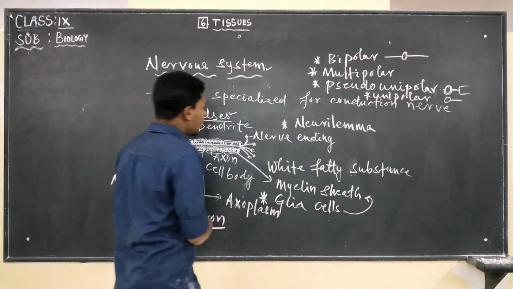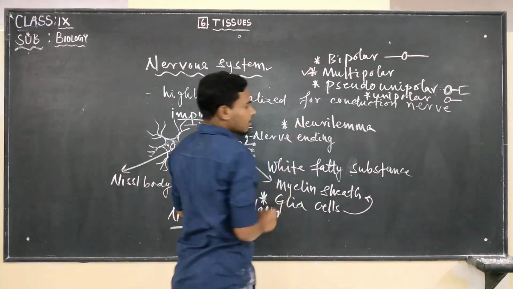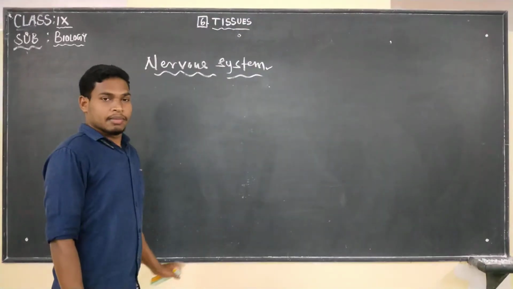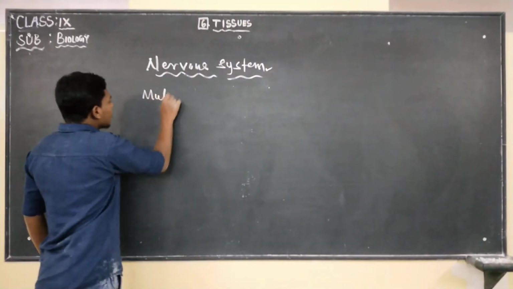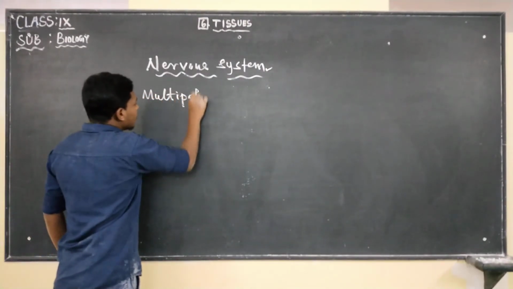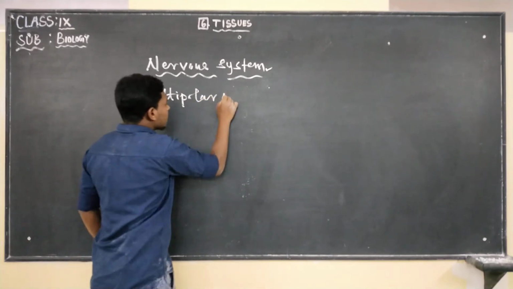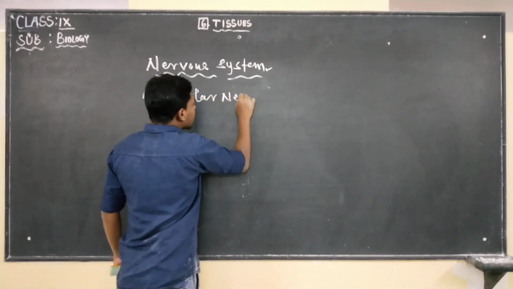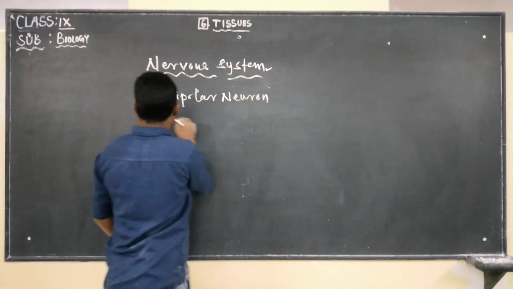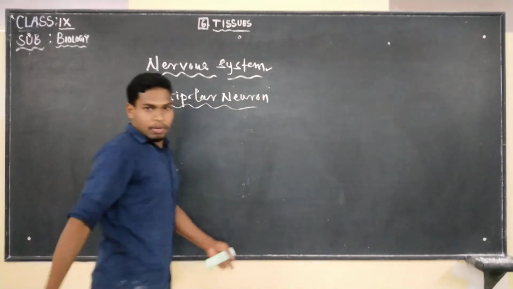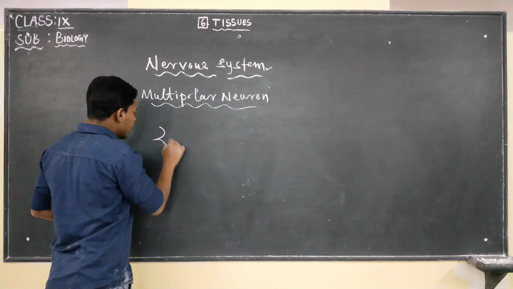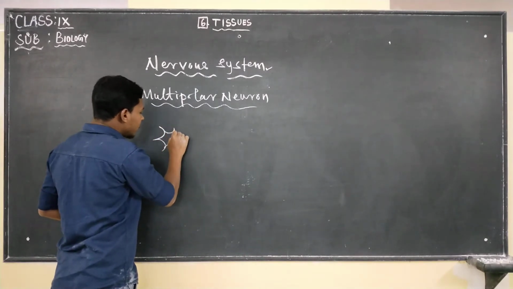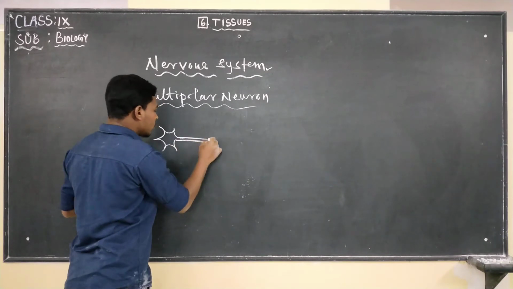And we are talking mainly about multipolar neuron. Okay, so we are discussing multipolar neuron, or multipolar nerve cell. So in multipolar nerve cell, what are we discussing? We have many dendrites and a single axon.